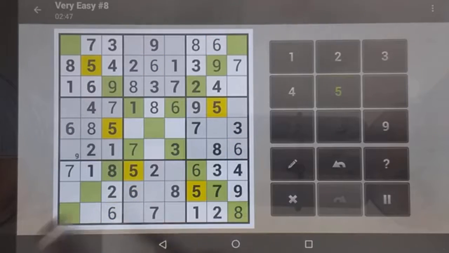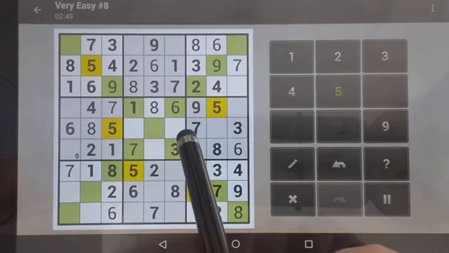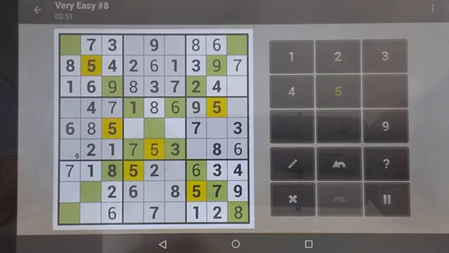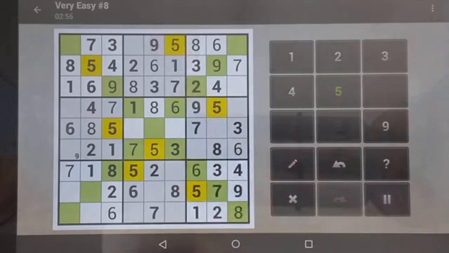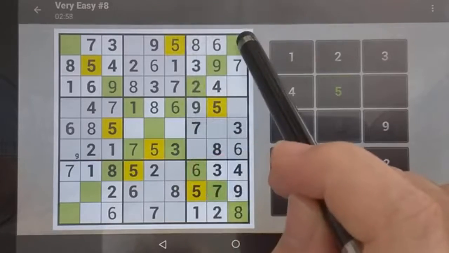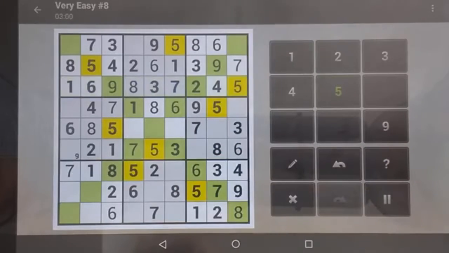The 5s, this row is blocked out, so there's only one left, and it's there. This 5 blocks out that possibility, leaving only that one. That 5 now blocks out this possibility, leaving only that one. And these 2 rows are covered, as is this column, so that leaves that one.